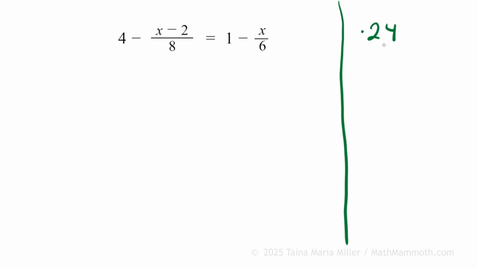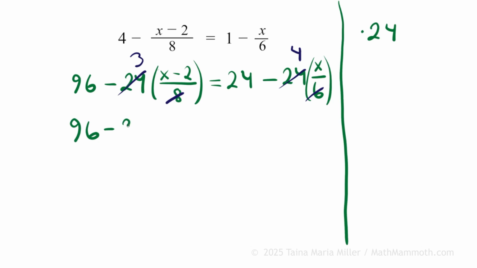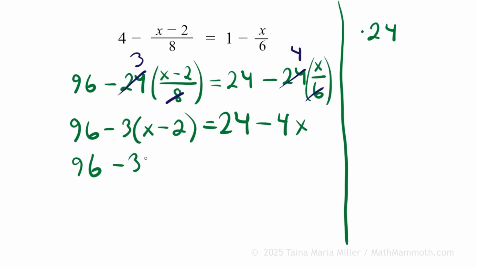So multiply everything by 24. So 24 times 4, 96. Then 24 times this fractional expression here equals 24 times that. And 24 times that. Now things will cancel. 24 and 8 leaves 3 here, and here 4. This becomes 1, so I am used to not writing it at all. And now what do we get? 96 minus 3 times the quantity x minus 2 equals 24 minus 4 times x.